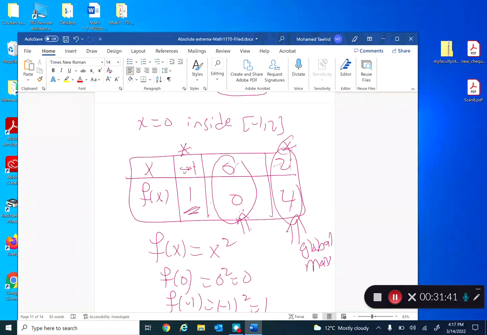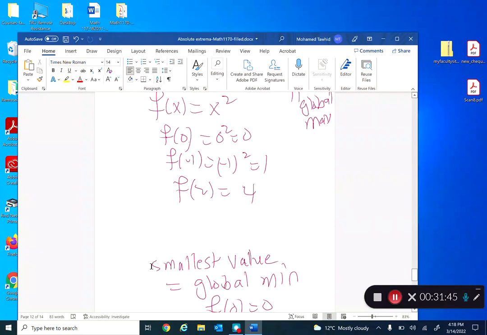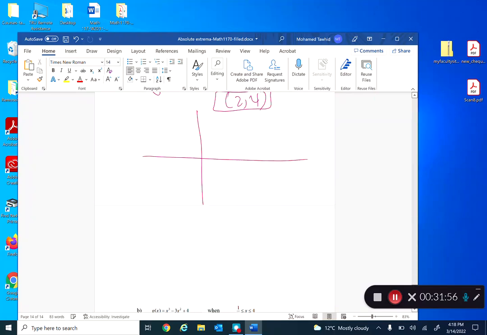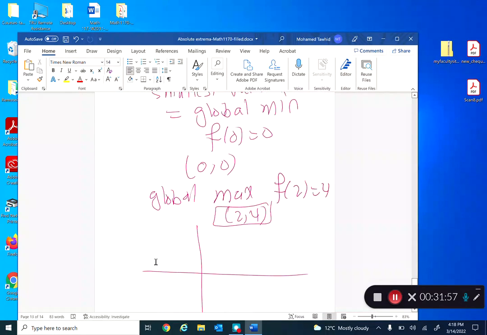But the other one here could be local. But what kind? Local minimum or maximum? I have to sketch the graph to see if it's a local minimum or max. So how to sketch the graph? Just locate the points. You have 0, 0. So 0, 0 here. That is 1, 0. 2 and 4. When x equals 2, what is your y? 4. It's here. So that is your f, and that is my x.